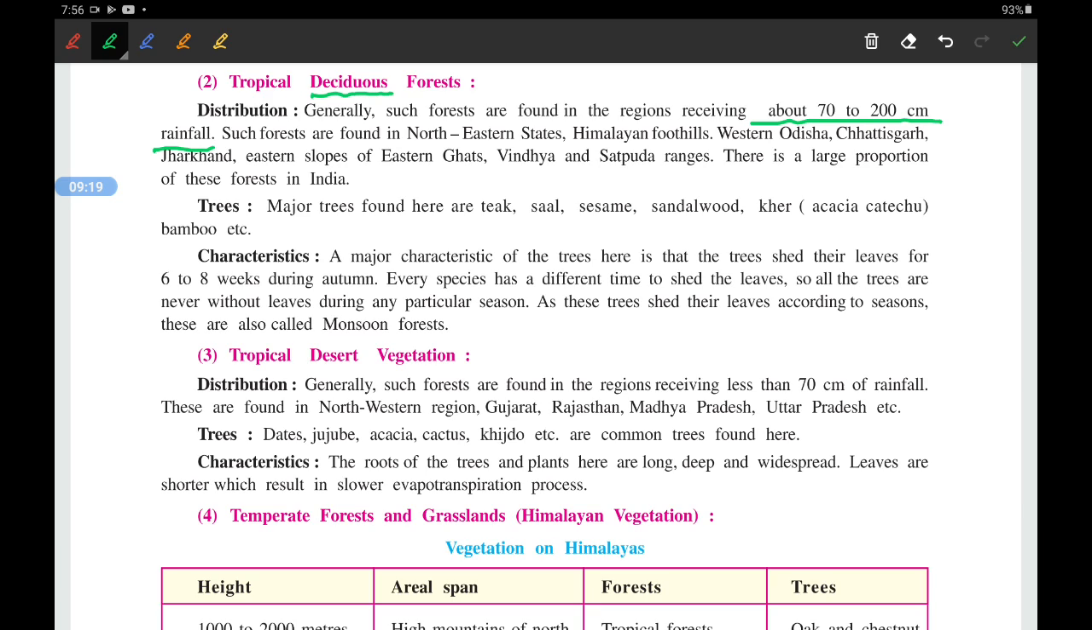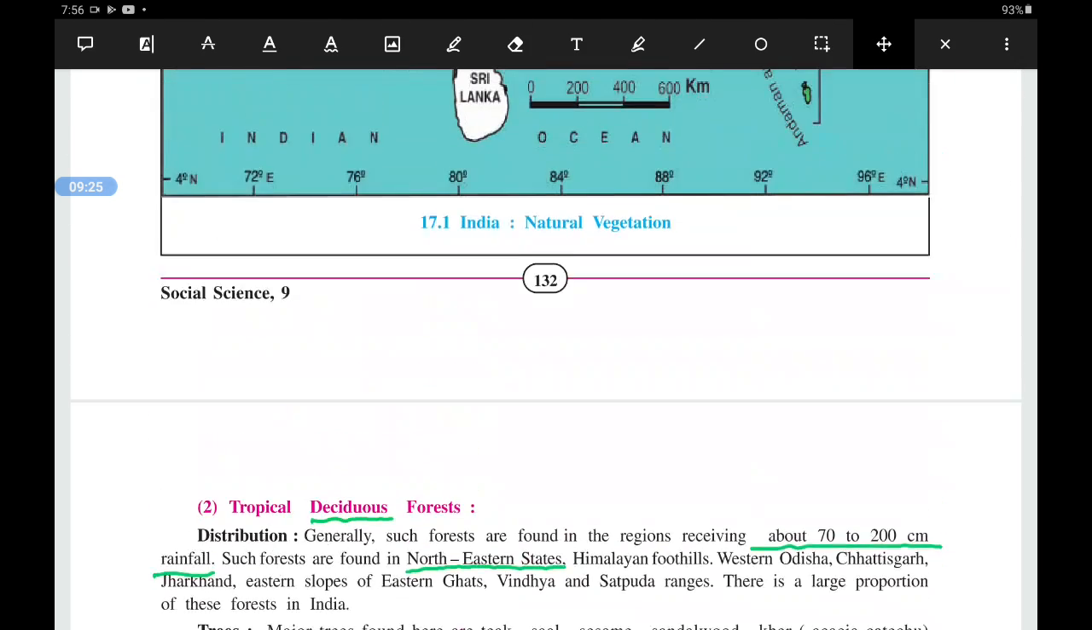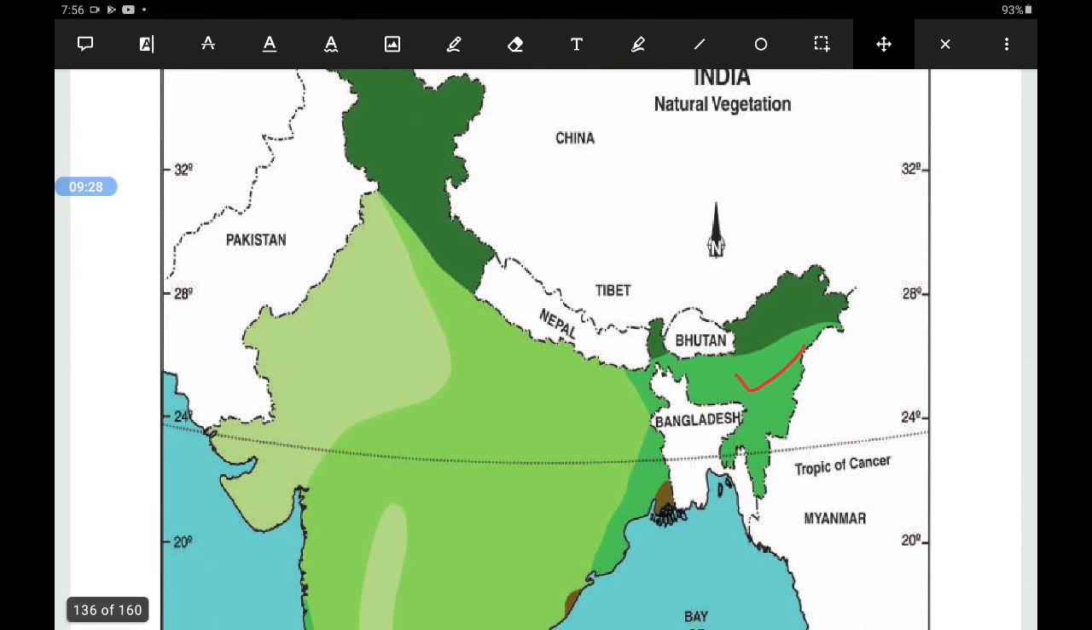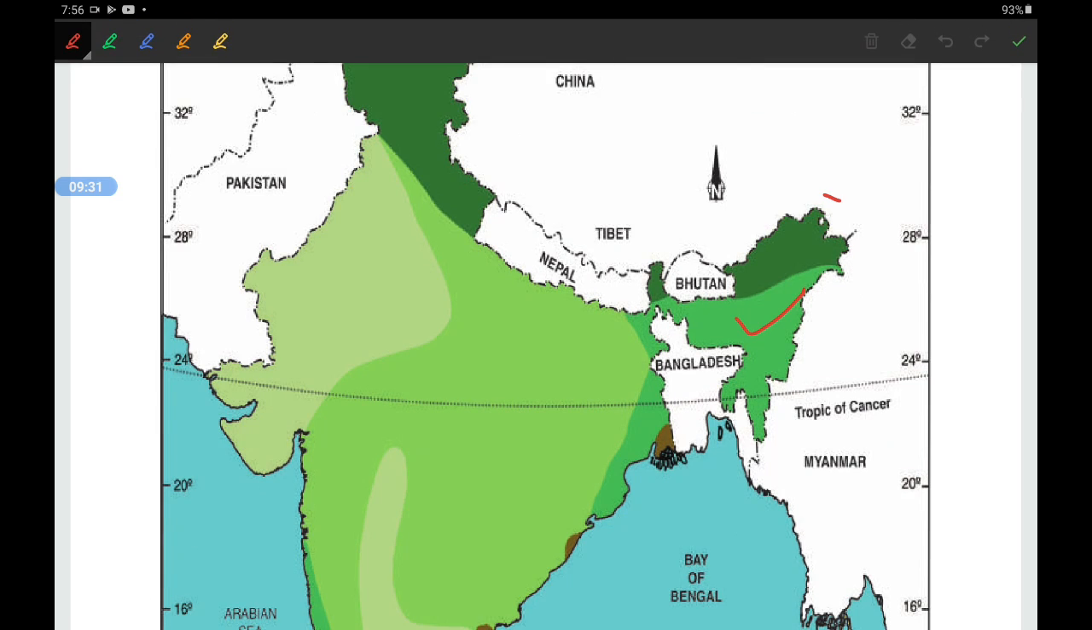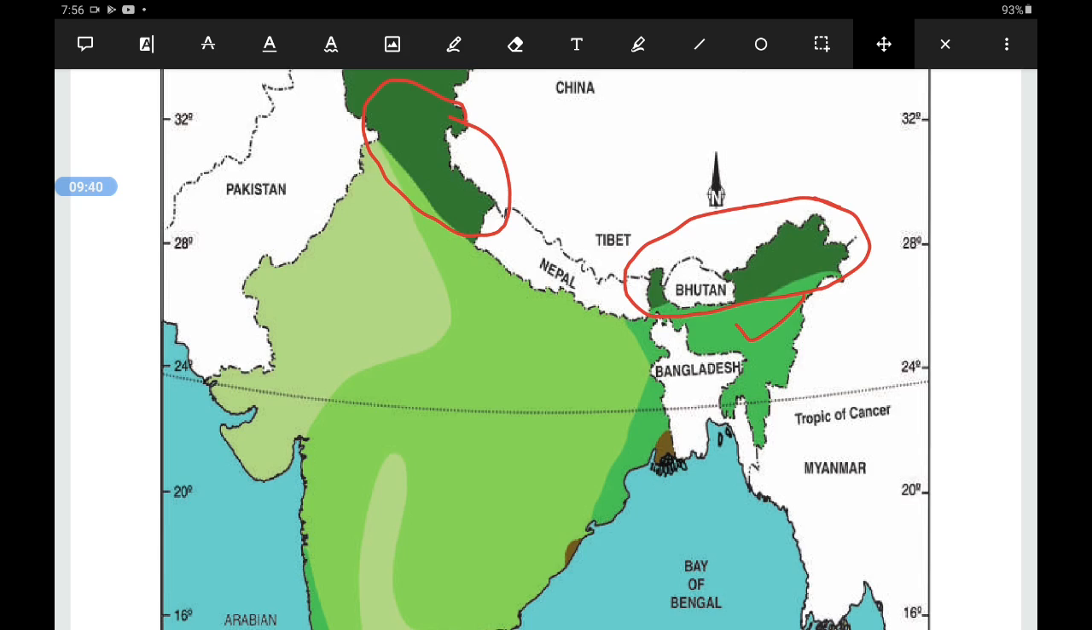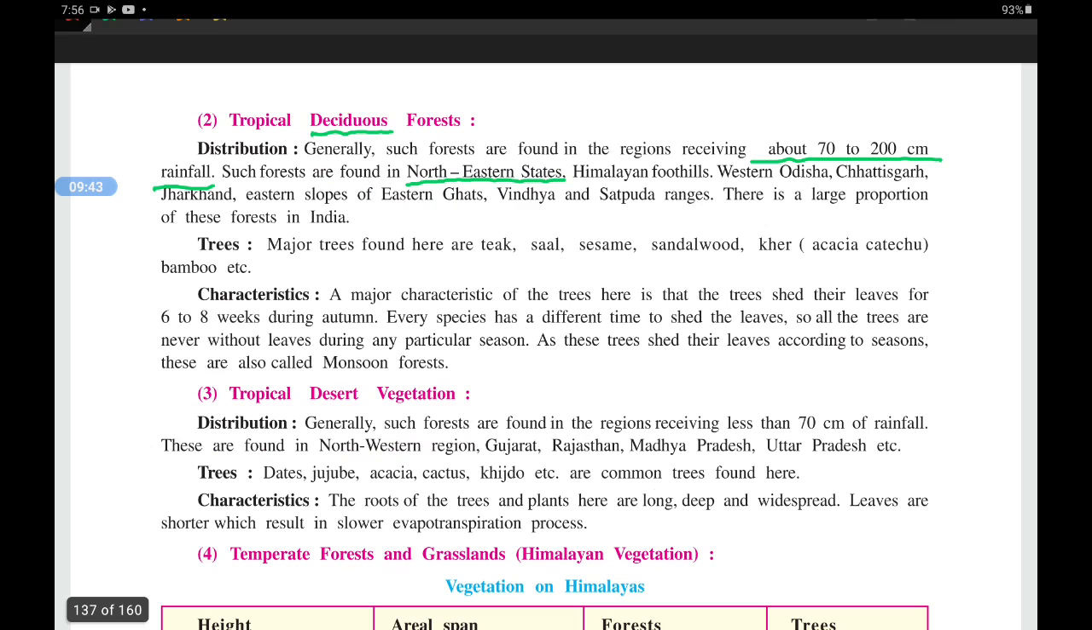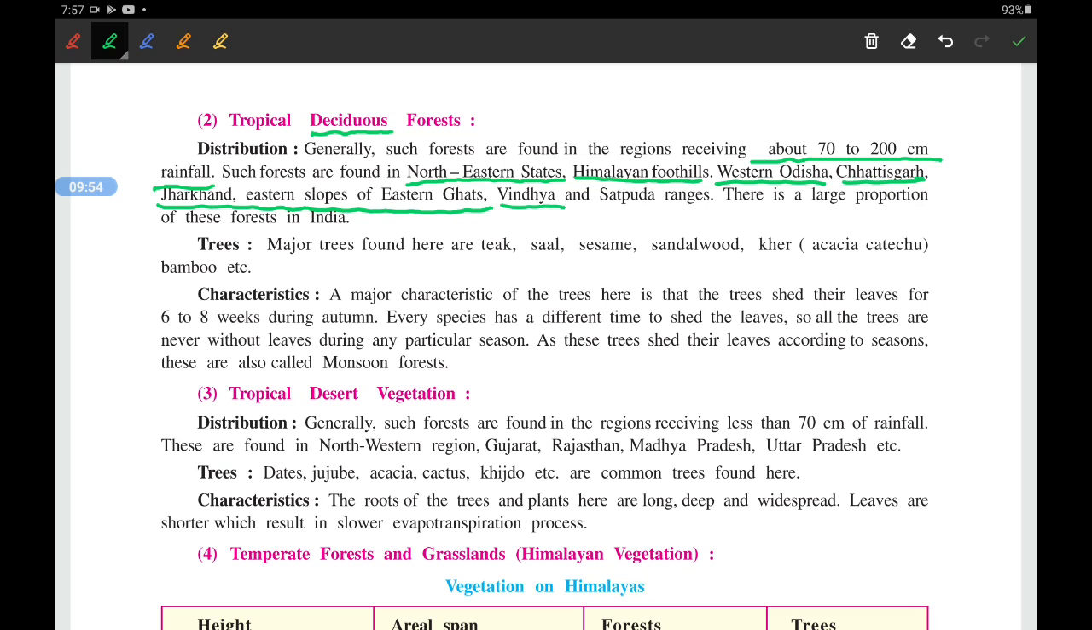Such forests are found mainly in the northeastern states. You can see here, they are found in the northeastern states. At the same time, they are also found in the north, in the Himalayan foothills, western Odisha, Chhattisgarh, Jharkhand, the eastern slope of the Eastern Ghats, and the Vindhya and Satpura ranges. These are some of the places where they are easily available.